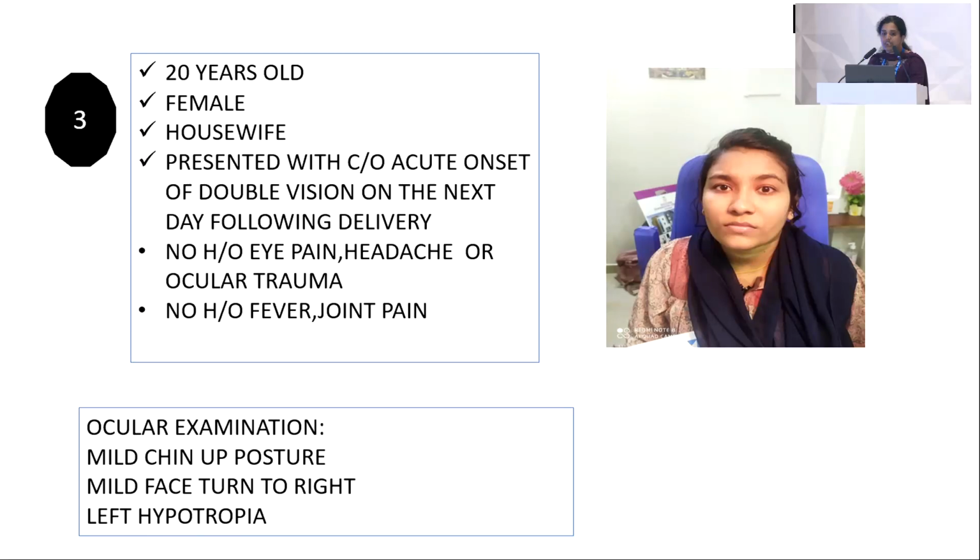Third one was a 20-year-old female. She presented with complaints of acute onset of double vision on the next day following delivery. It was a normal vaginal delivery. No signs of eye pain, headache, or ocular trauma were there. Ocular examination showed mild chin up posture with mild face turn to right and left hypotropia.